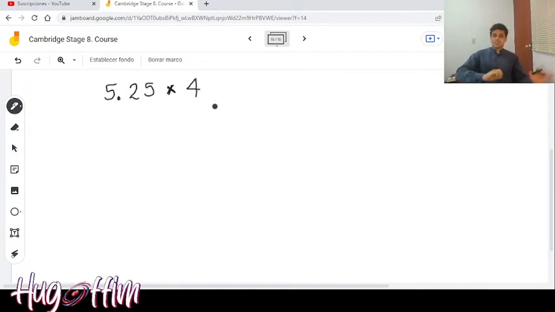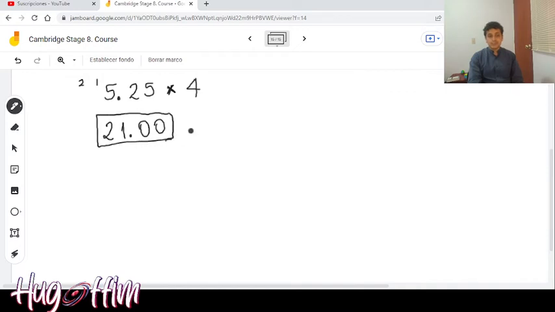Now, what is the first process that you can do? Obviously, multiply the regular number. Just 4 times 5 is 20. 4 times 2 is going to be 8 and 2, 10. 4 times 5 is going to be 20 and 1, 21. Okay, this is the answer. Observe that the answer that I got is according to our approximations. If I approximate 5.25, it's going to be 5 times 4, that is 20. So the number should be around 20. Okay, that's option number 1.